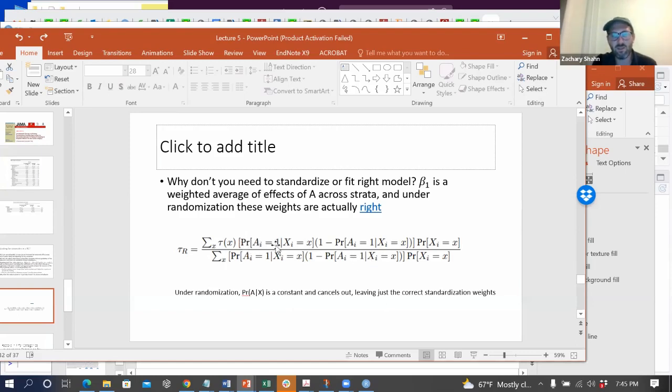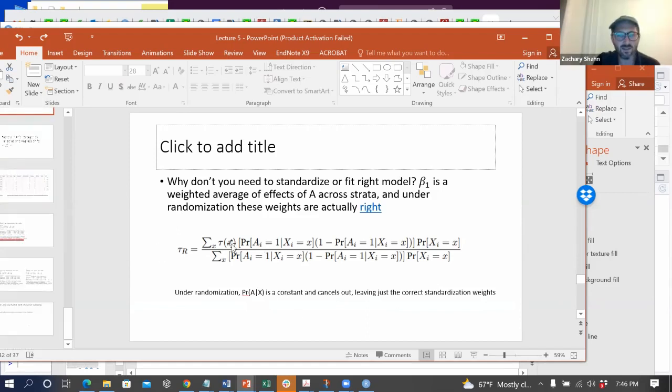And you can see that there are these probability that A equals 1 given the value of the covariates terms. And if you have a randomized experiment, these are just all constants. It's just 1/2. It doesn't matter what the covariates are because you were randomized, right? So these can all be removed from the weights if the data come from a randomized experiment. And then you're just left with the weighted average of the treatment effect given the covariates, weighted by the prevalence of that covariate value, which is the correct standardization weight that we've seen before. So in a randomized experiment, by magic, the regression weights that were usually wrong and that motivate us to do standardization in observational studies are fine. You don't need to standardize if the data come from a randomized trial.